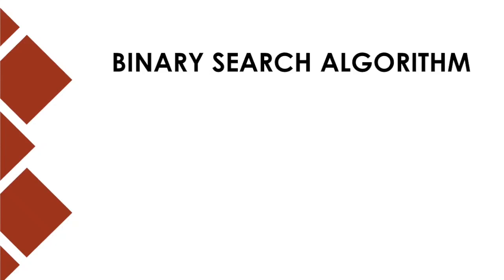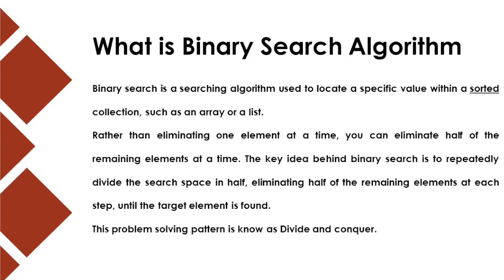Let's start by understanding what the binary search algorithm is. Binary search is a searching algorithm that is used to locate a specific value, or rather a target, within a sorted collection such as an array or a list. And take note of the keyword sorted. The array, or rather the list, has to be sorted in either ascending or descending order for the binary search algorithm to work, or else it won't work in such a case.